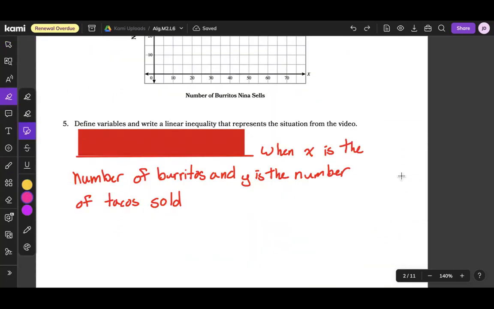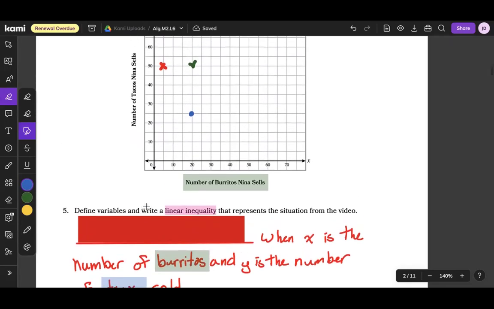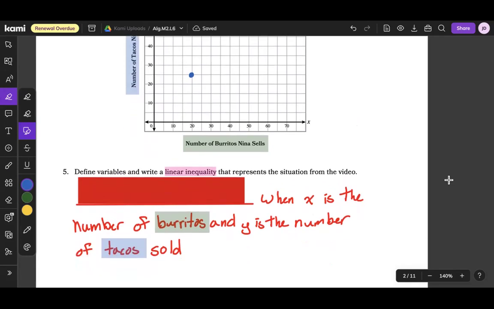All right, so now for number 5, we're going to start by defining our variables, and then you're going to write a linear inequality with those 2 variables. It's already given us that X is the number of burritos because that's on our X-axis, and Y is the number of tacos because they put that on our Y-axis. So what would your inequality be for this one?